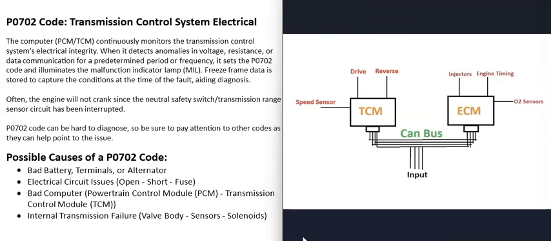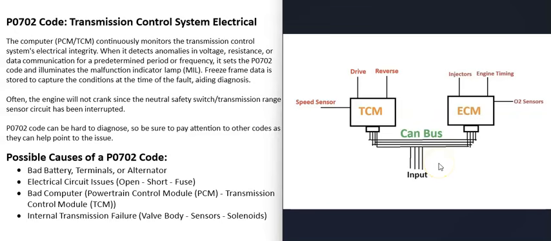So for example, the transmission control module, that's going to be controlling all the transmission functions. There's also what's called the engine control module, which is going to be controlling all the engine functions. There's also other computer control modules like the ABS module for the brakes, the body control module for all the body functions like the door locks and things like that. Some vehicles combine the transmission control module and the engine control module into one computer. And when they do that, that's called a powertrain control module or a PCM.